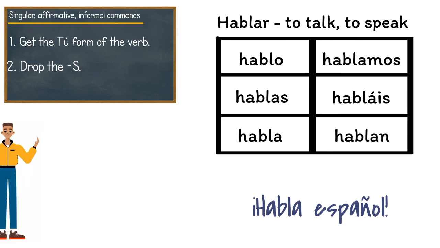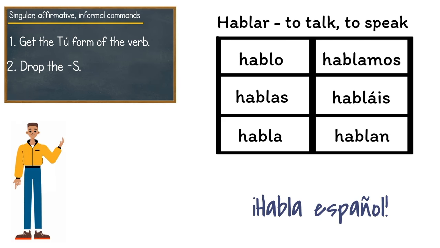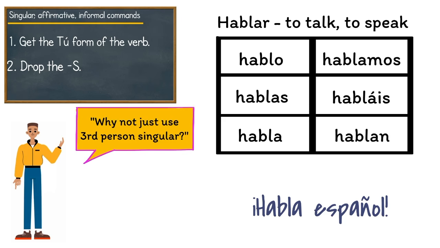Simple, right? Now, some people would say to make it even simpler, you just use the third person singular form of the verb. And technically, that's true. Dropping the s from the tú form does give you the same word as the one in this box. So why do I insist on using the tú form and dropping the s?